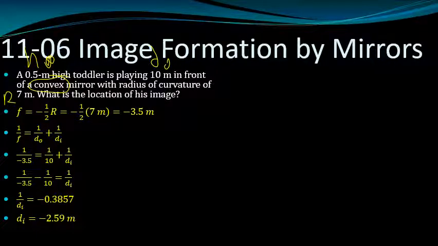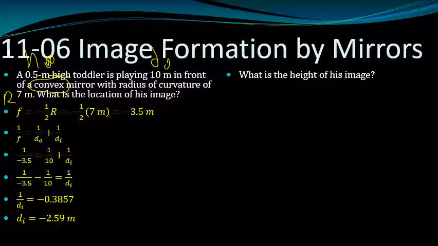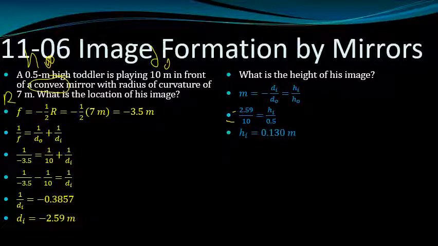So that means it's on the other side of the mirror where things don't really exist. What's its height going to be? Use the magnification equation. Fill in the numbers. Multiply. We had a negative of a negative. Made it positive there. Multiply by 0.5, and we get a height of 0.13. It's positive. That means it's upright. It is smaller, just like we'd expect for the convex mirror.